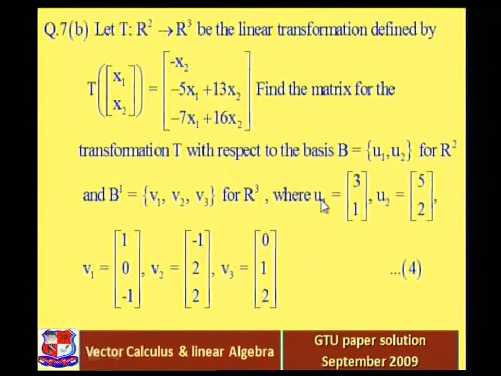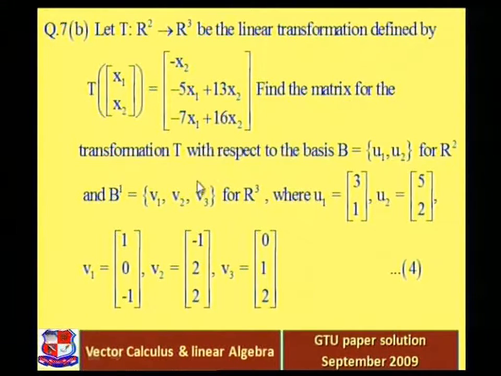where U1, U2, V1, V2, V3 are all defined. U1 is equal to 3,1, U2 is equal to 5,2, V1 is equal to 1,0,minus 1, V2 is equal to minus 1,2,2, and V3 is equal to 0,1,2. This question was asked for 4 marks. So how to solve this question? First of all, try to understand what we have to find here.